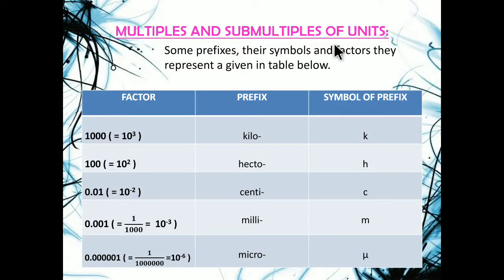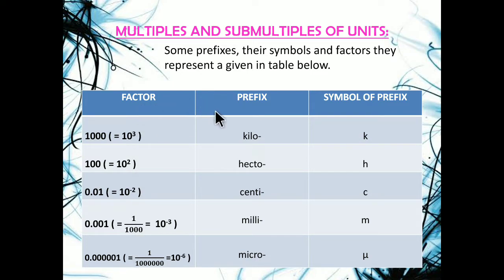Now multiples and submultiples of units. What are multiples and submultiples? The factors which help us in achieving a larger form or a smaller form of a unit are called multiples and submultiples. That means these factors help us in converting or achieving larger or smaller forms of units. So, the factors which help us in achieving larger or smaller form of units are given here.